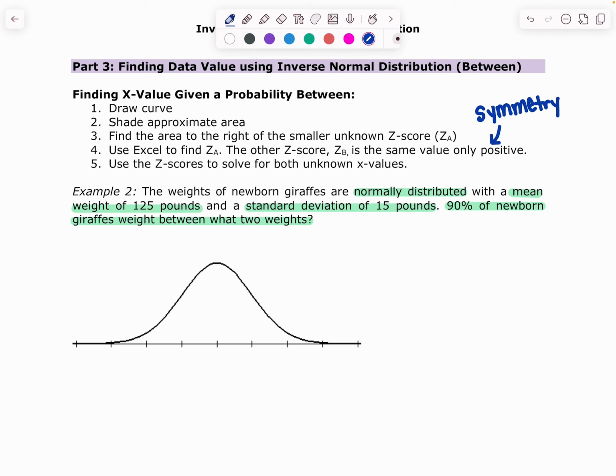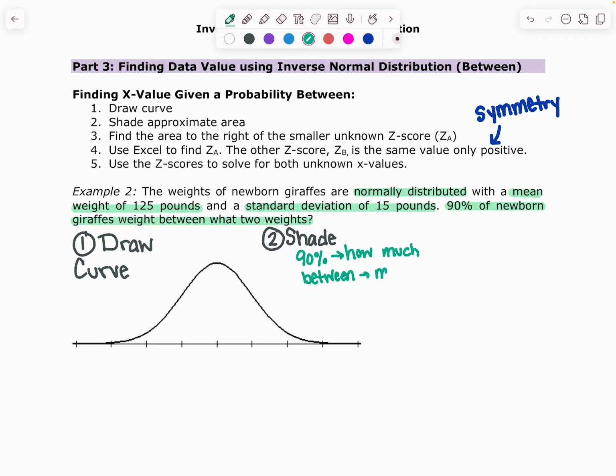So the first thing we need to do is draw our curve, which in these notes I've already got in there, but if we don't have it pre-drawn for us, this is where we need to draw that. And then the second thing we do is we shade the given area. We've been given 90%, so that's how much we're going to shade. We're going to end up shading 90% of our curve. And then it's between what two weights?